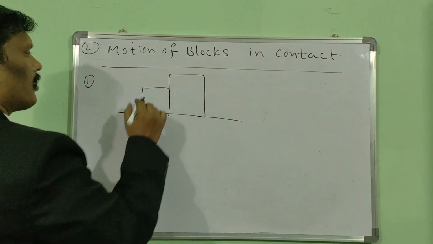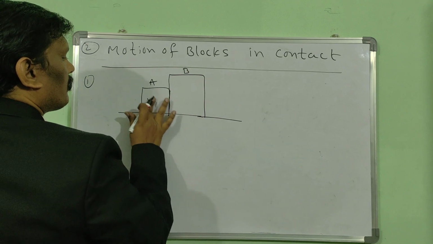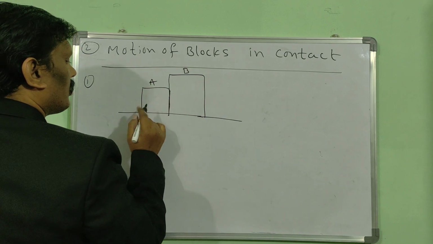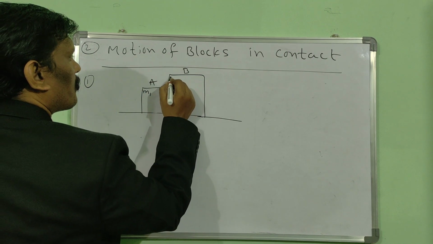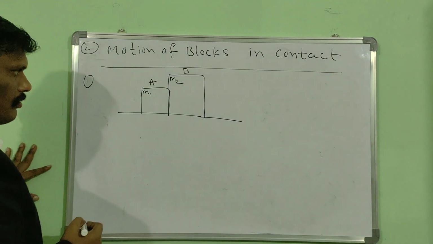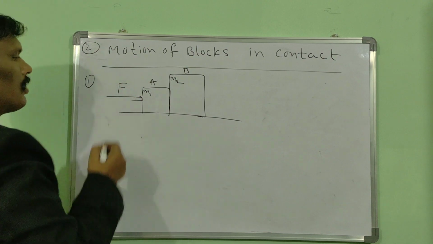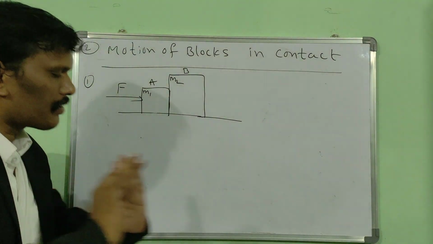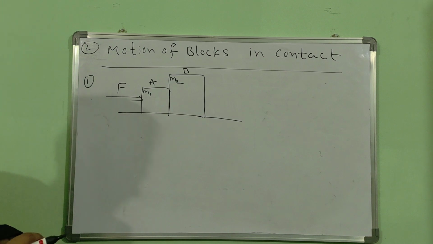Two blocks are in contact. This is block A, this is block B. Its mass is M1. Its mass is M2. Here I am going to push with some force F from one side. At that time, what will happen?